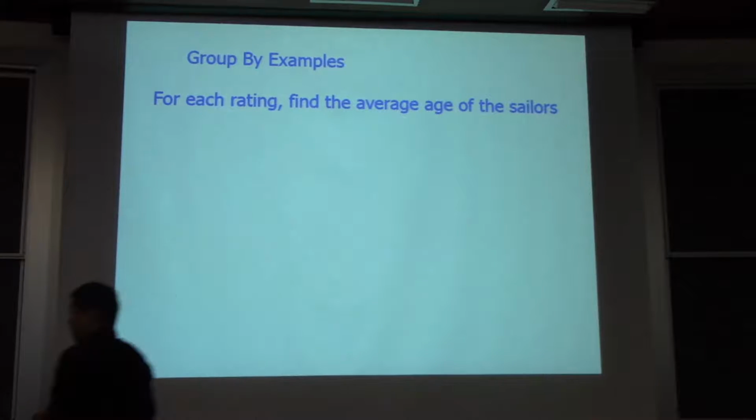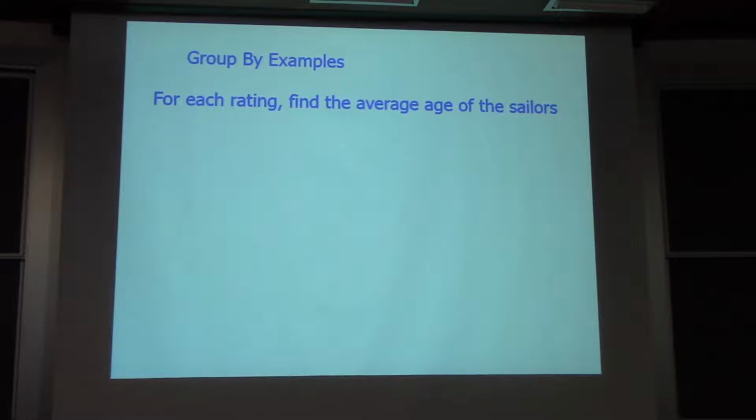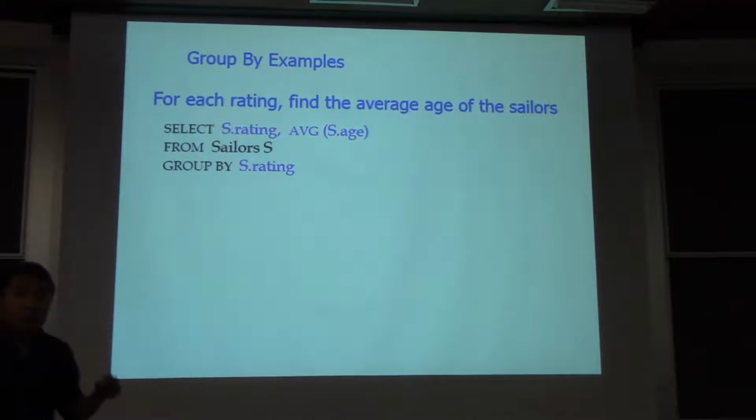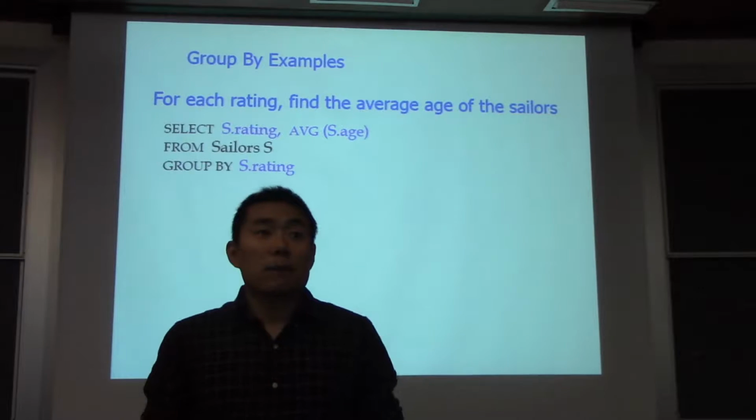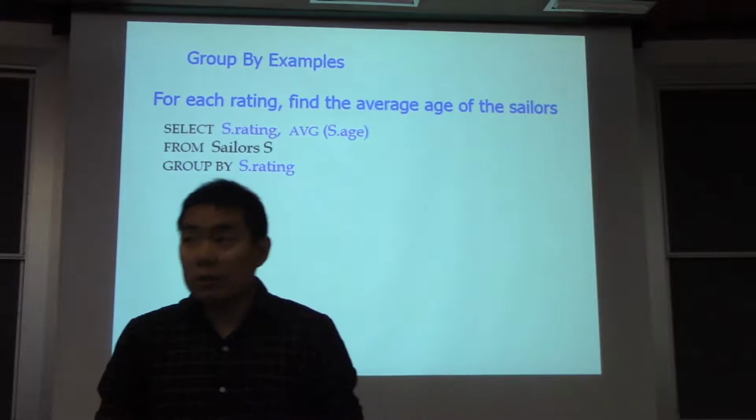Let's do an example. For each rating, find the average age of the sailors. How do you do that? Well, that's what you do. From the sailors, you group by the rating and project out the rating and average age.